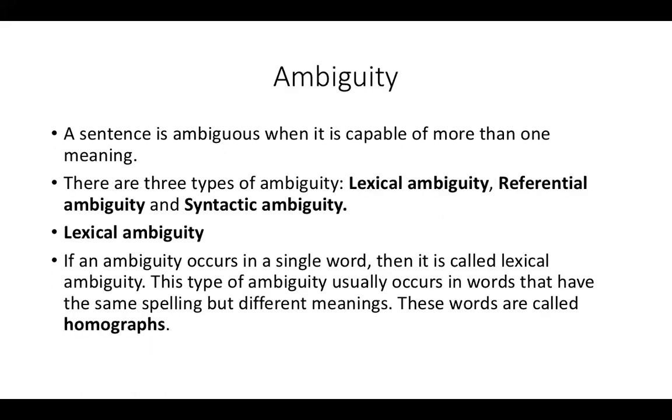Ambiguity. A sentence is ambiguous when it is capable of more than one meaning. So this is different from the problem of vagueness. Ambiguity means that the meaning of something is more than one, not that the meaning is not clear. There are three types of ambiguity. We have lexical ambiguity, referential ambiguity, and syntactic ambiguity.